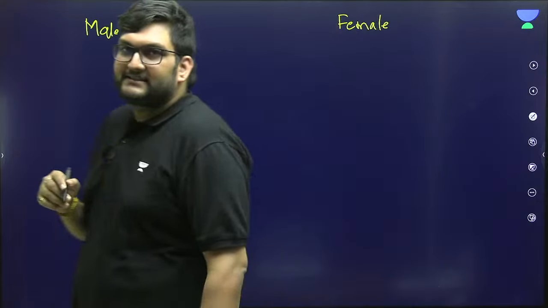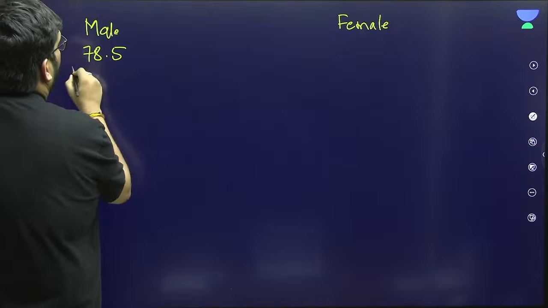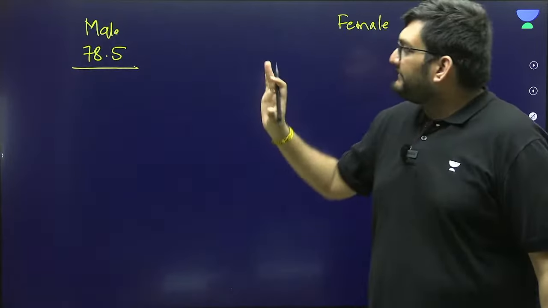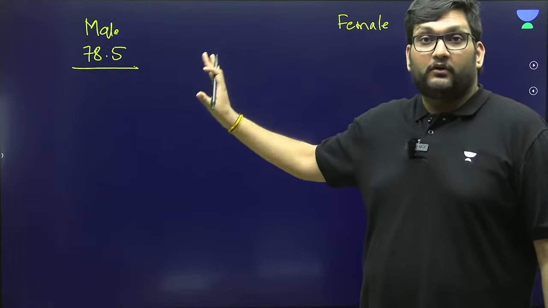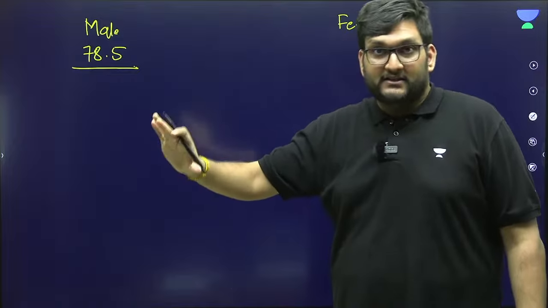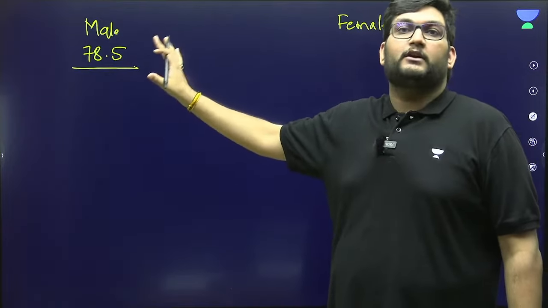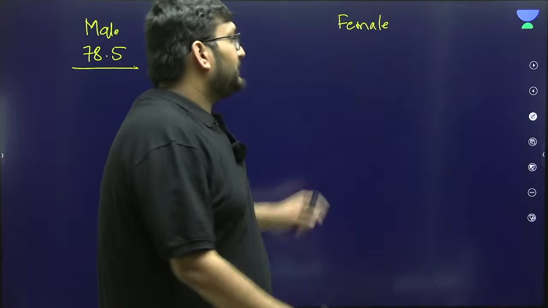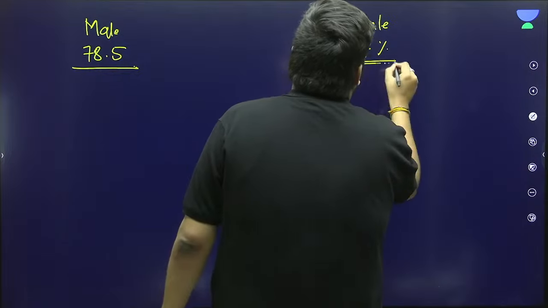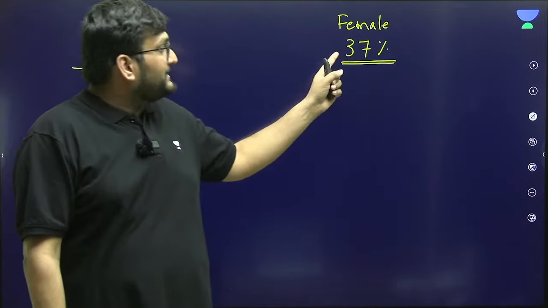Skewed in the sense that 78.5%, meaning 78.5% of all males which fall under that 16 to 64 category are part of the labor force, doing some form of work for sure. Now, this number is extremely dismal for females. Out of their 100%, we have 37% of women who are basically part of the labor force.